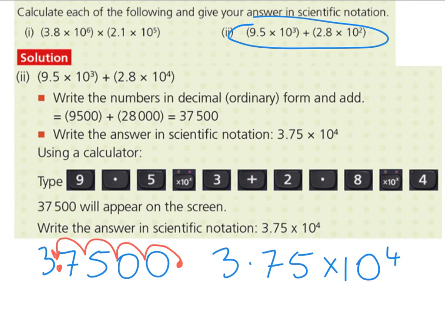So alternatively, a third way of doing this is to literally just type this into the calculator exactly as you see it, including the brackets. And when you do that, you will get 37,500, which then you can change into scientific notation.